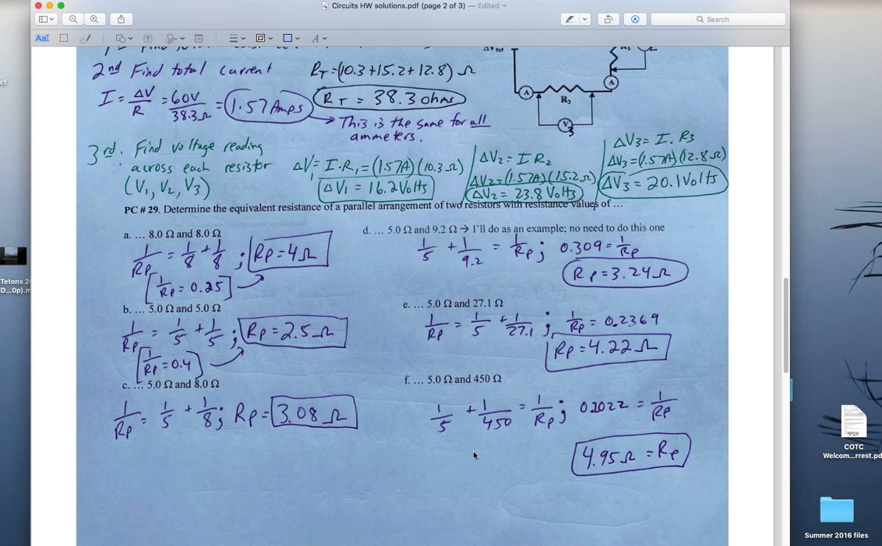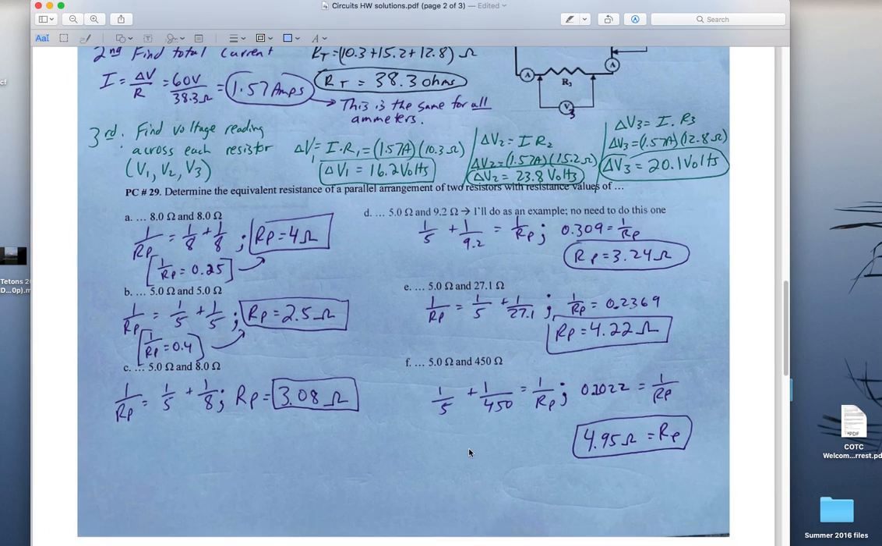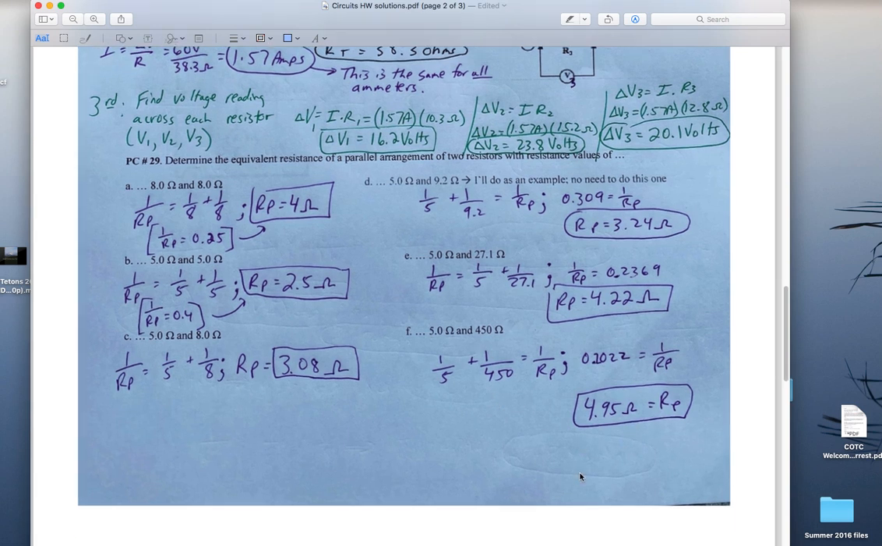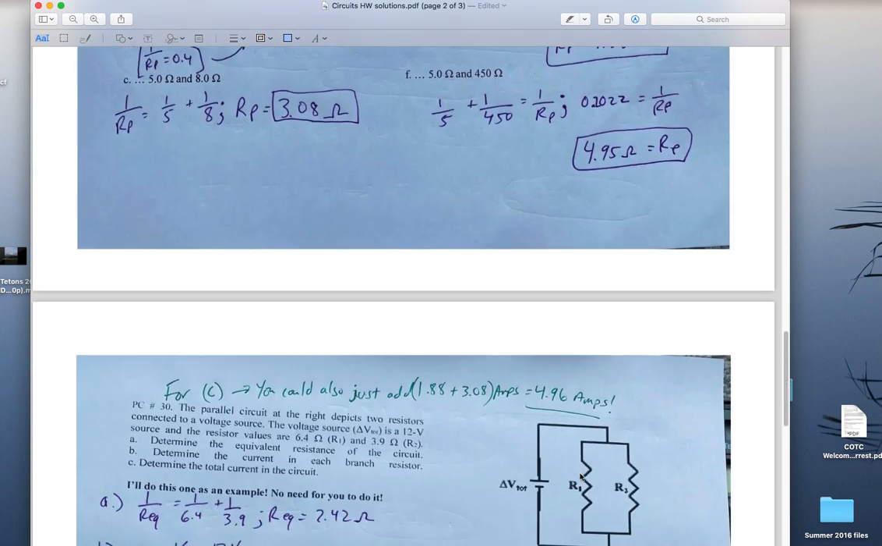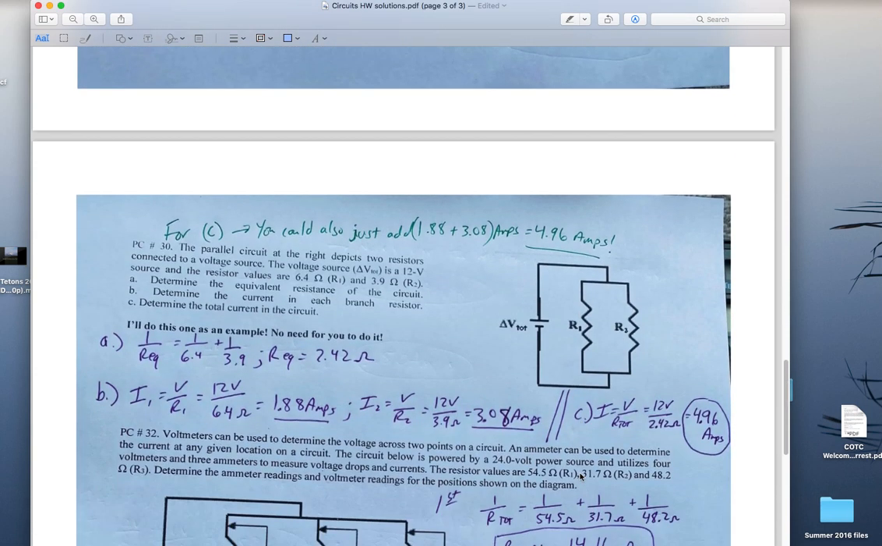You'll never be able to get more than 5 ohms because even if the second branch had 1 billion ohms of resistance, a tiny little bit of current gets through. That means the total current in the circuit would be the same as through this path plus a tiny little bit extra, which means our resistance would just be a tiny little bit less than 5 ohms. So anytime you have more paths in a parallel circuit, you have less resistance.